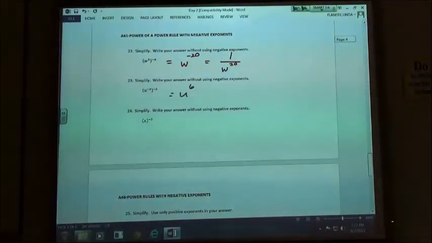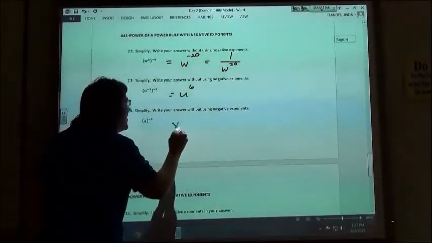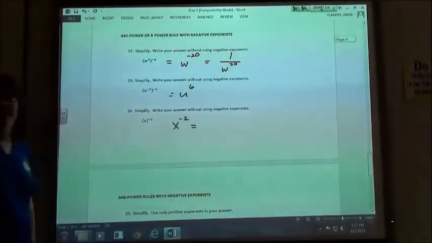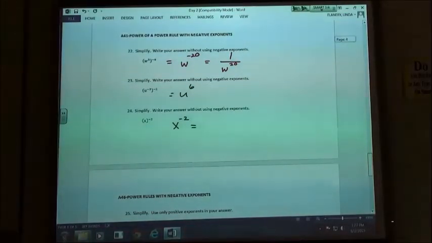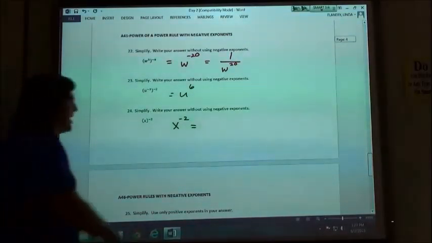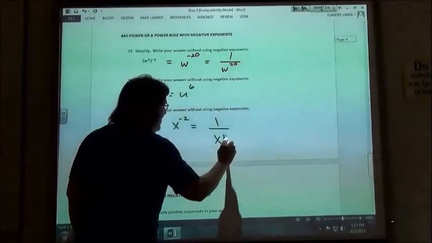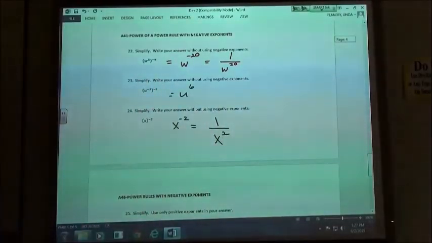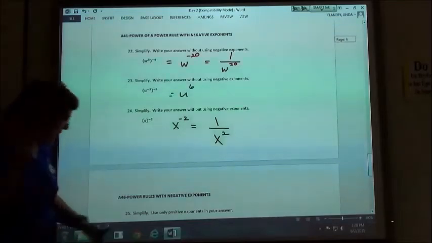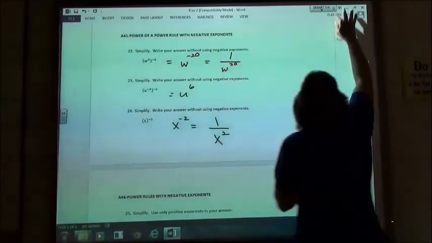And if I take x and I raise it to the negative 2 power, I don't know why they give you these weird ones, but they do. And then if I rewrite it in best form, my answer would be 1 over x squared. They really just think by now that you don't know that's the x to the 1st power? I don't know.